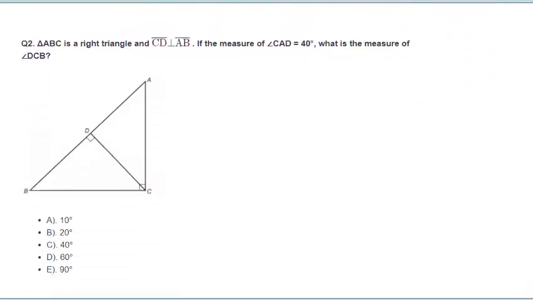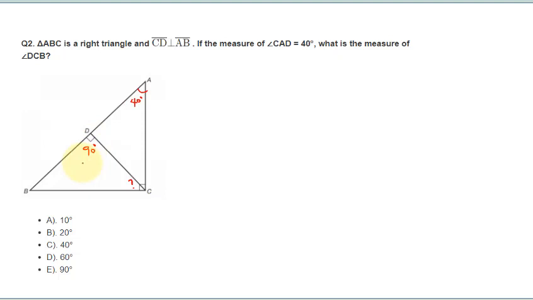Okay, so the next question says triangle ABC is a right angle triangle and CD is perpendicular to AB. If the measure of angle CAD is 40, so this is CAD, I'll label it, this is 40 degree. What is the measure of DCB? So we are looking for here. So remember, this is 90 degree from the symbol. Whenever you see this, know it's 90 degree.